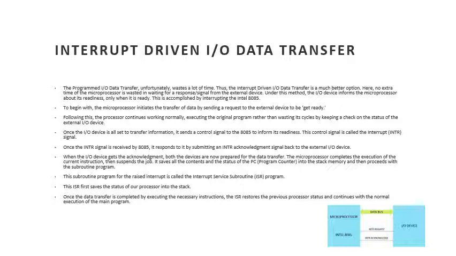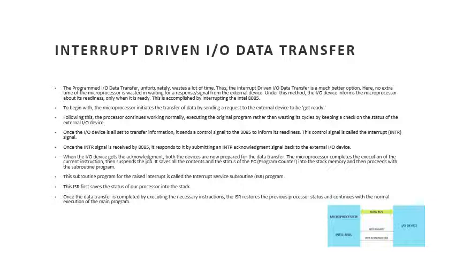To begin with, the microprocessor initiates the transfer of data by sending a request to the external device to get ready. Following this, the processor continues working normally, executing the original program rather than wasting its cycles by keeping a check on the status of the external I/O device. Once the I/O device is all set to transfer information, it sends a control signal to the 8085 to inform its readiness. This control signal is called the interrupt INTR.